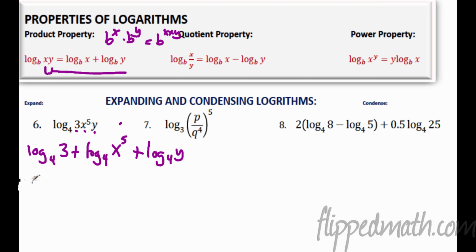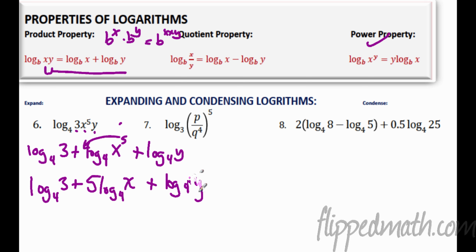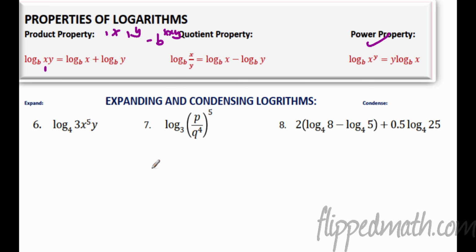So final answer, number 6, we have log base 4 of 3 plus that 5 is going to come down. That's using the power property. So 5 times the log base 4 of x plus log base 4 of y. All right, so that is number 6. Write that down because I'm getting rid of this because I need more room. Okay, number 7.